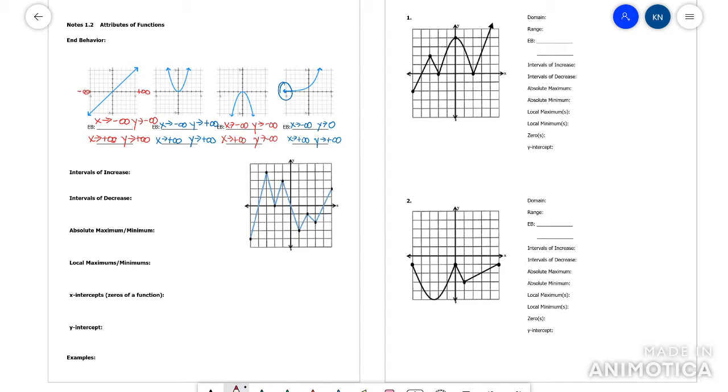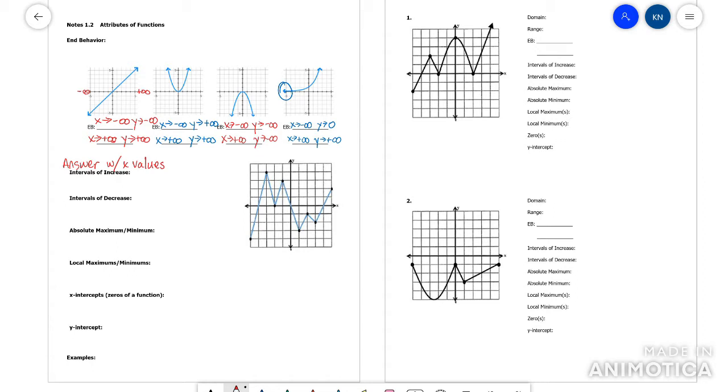Okay, next, intervals of increase and decrease. The first thing that I would recommend in regards to intervals of increase or decrease is that your answer is going to be with x values, because you're giving almost like a domain, a range of numbers between this and this number where I'm increasing.